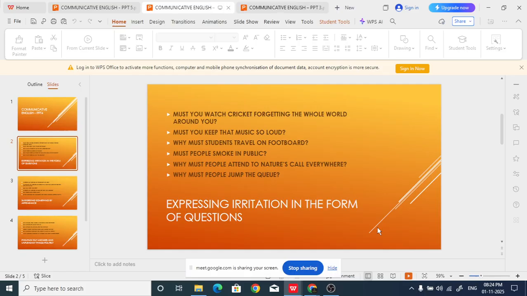Sir, I tried. Why must students play on mobile phone? Yeah, why must students play on mobile phone? Correct, fantastic. So, must students play on mobile phone when you have exam next day? So, these are all, with a little irritation, you are asking such questions. Okay? Anybody else? One or two more people?